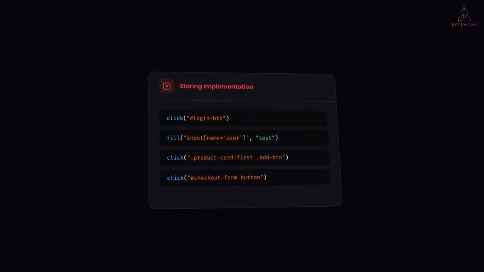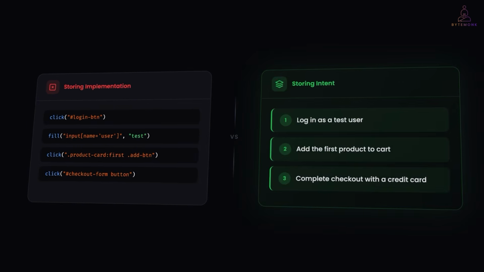Traditional test automation stores implementation. Click this button, fill this field, check this element. What if you could store intent instead?